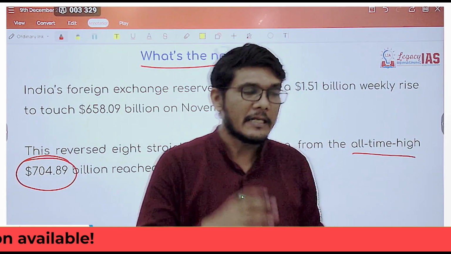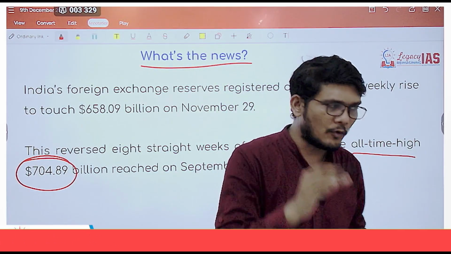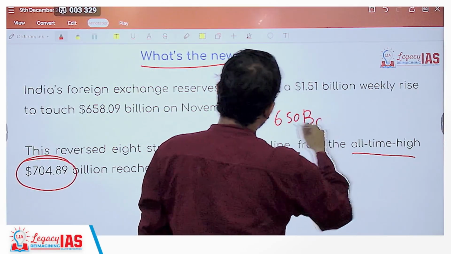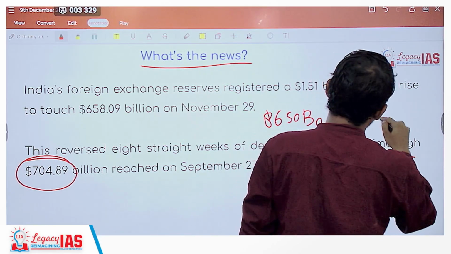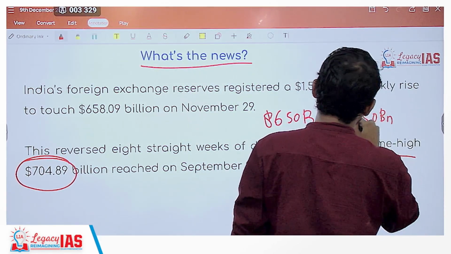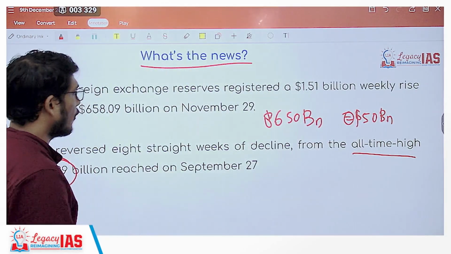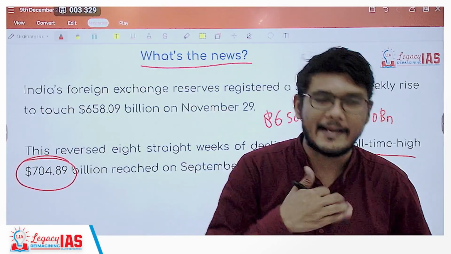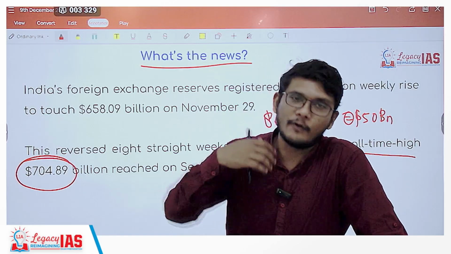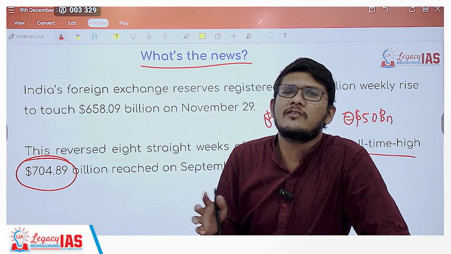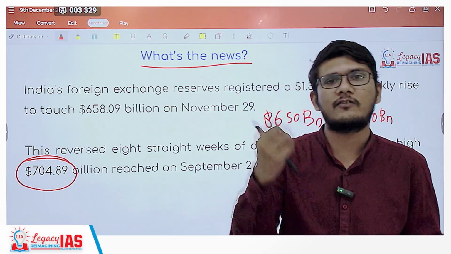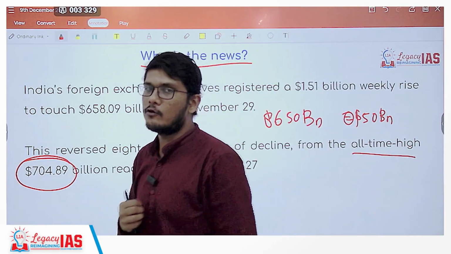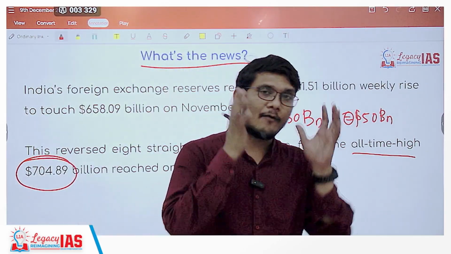But then what happened? The reserves with the Reserve Bank of India plummeted back to around $650 billion. So it is a fall of around $50 billion. Since there was a downfall in the reserves, it started worrying us as to why this is happening, and whether it is going to lead to further erosion of the reserves with the RBI, and further reduction in the value of the rupee. Is the rupee now going to have a free fall against the dollar?